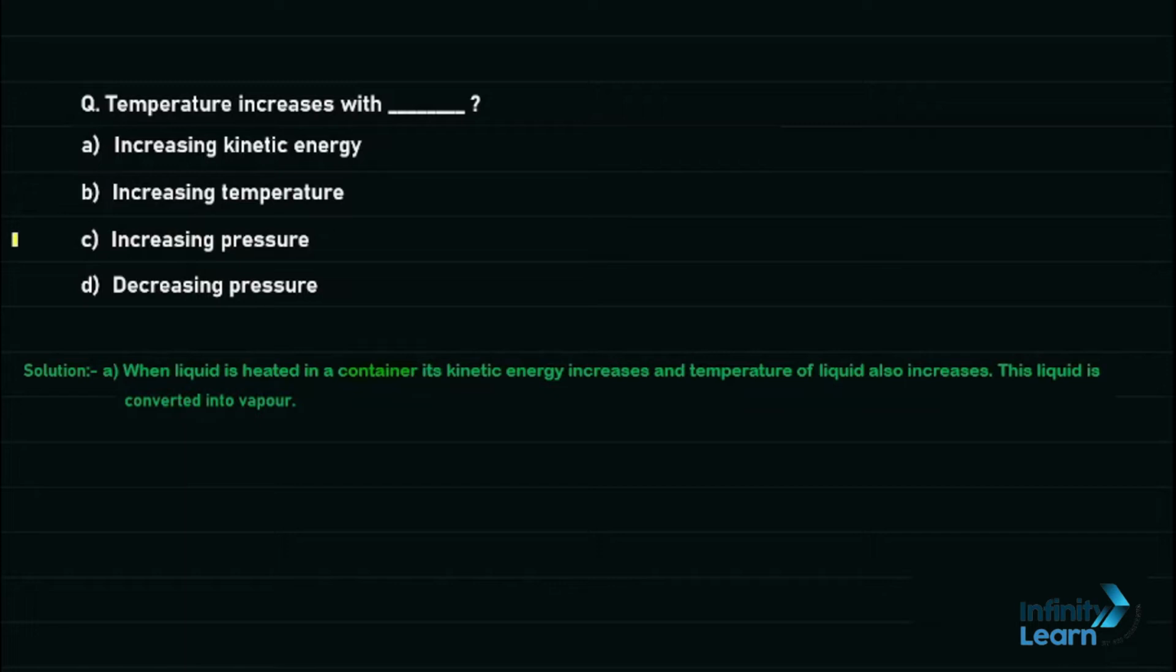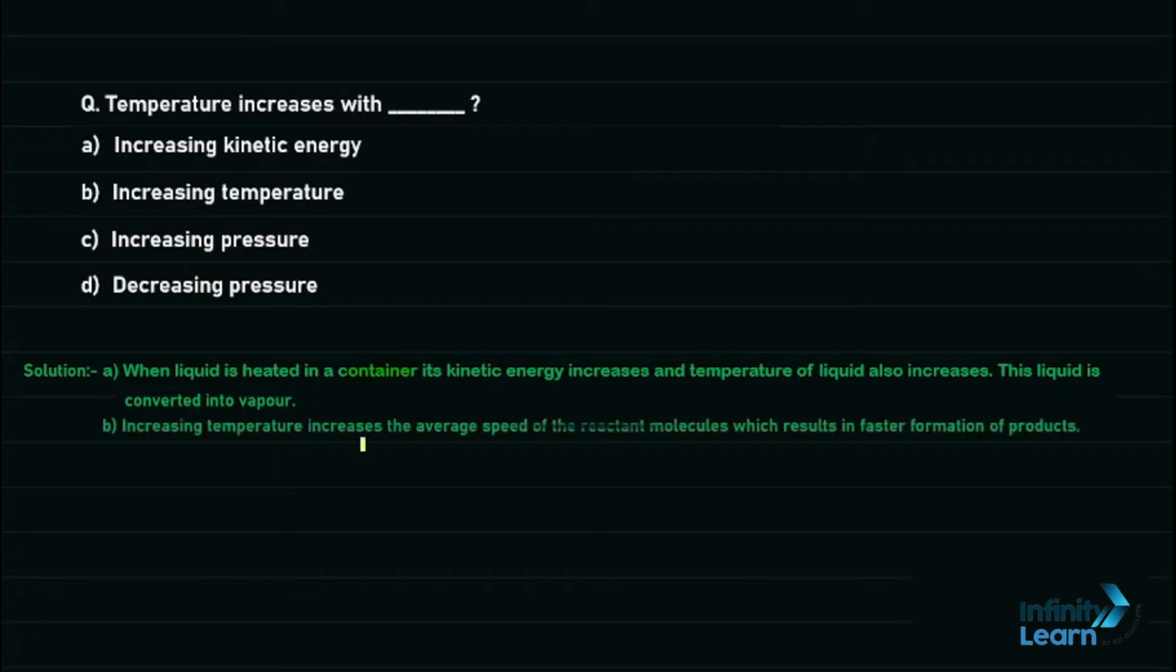Okay students, then according to our second point, that is, temperature increases with increasing temperature, or not students. So students, increasing temperature basically increases the average speed of the reactant molecules, which results in faster formation of products in a chemical equation.